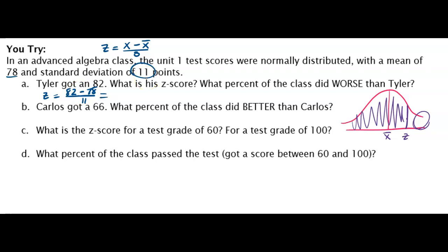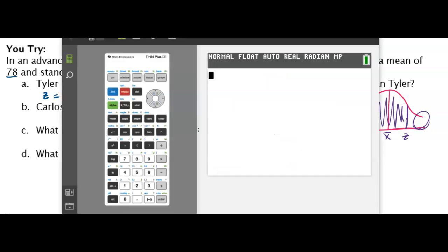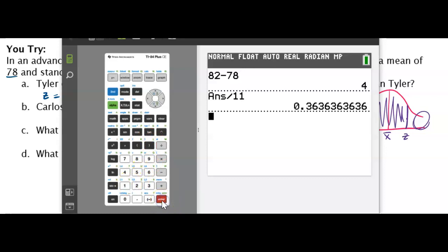So you put this into your calculator. I want to show you one time on the calculator just so that we don't have any mistakes, because this would be a really easy mistake to make. There are actually 3 ways to do this. The first way is to take 82 minus 78, which is the numerator of our fraction, press enter, and then divide it by 11. So our z-score is 0.36.